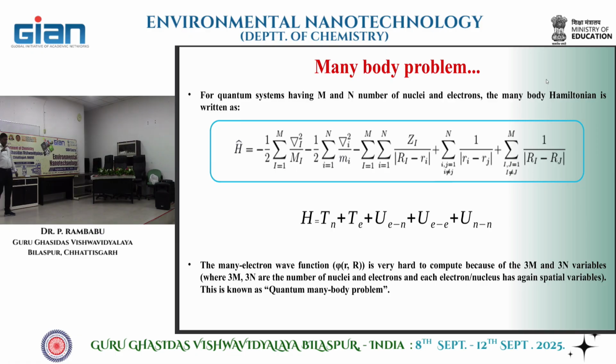Once you know the Hamiltonian, you may substitute that into the Schrodinger equation and you will get the solution. But unfortunately, we are not getting the solution for a many body system. Such a kind of problem is known as the many body problem, because for n electrons, we are getting 3n variables. So we cannot solve 3n variables. Okay?